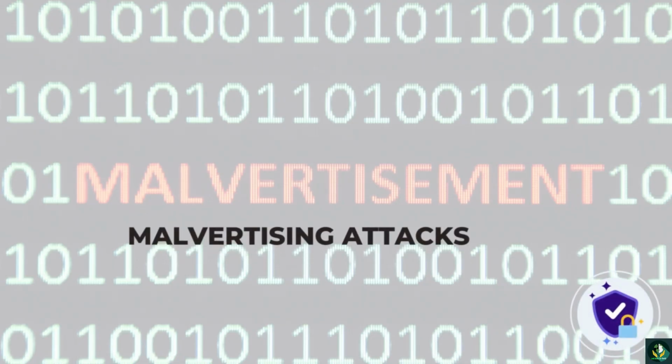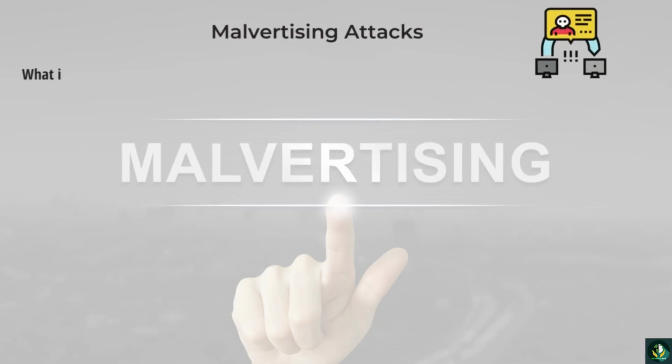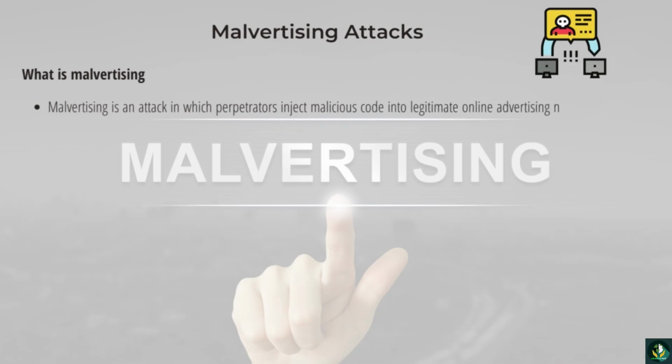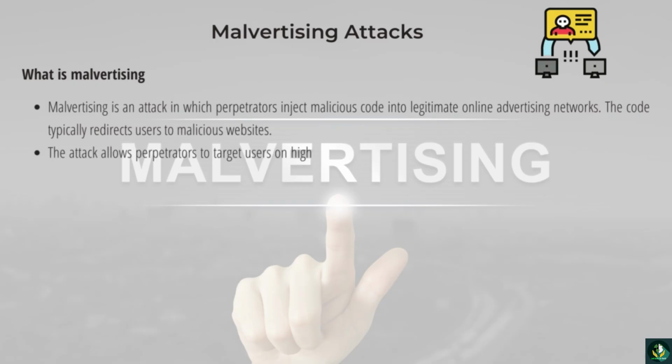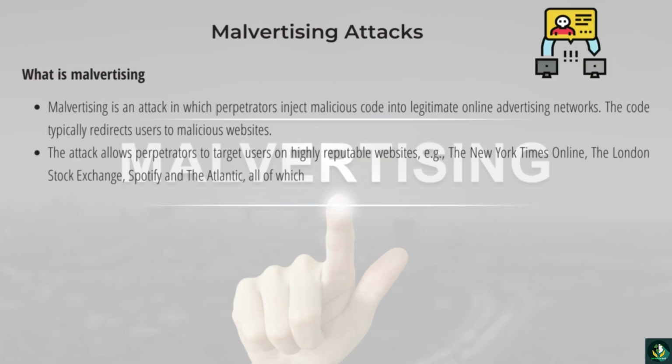Malvertising attacks. What is malvertising? Malvertising is an attack in which perpetrators inject malicious code into legitimate online advertising networks. The code typically redirects users to malicious websites. The attack allows perpetrators to target users on highly reputable websites, for example, the New York Times Online, the London Stock Exchange, Spotify, and The Atlantic, all of which have been exposed to malvertising.